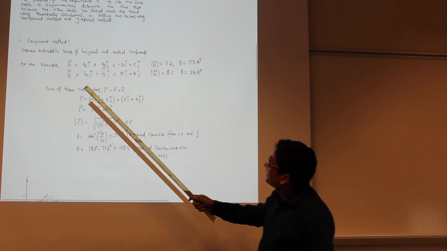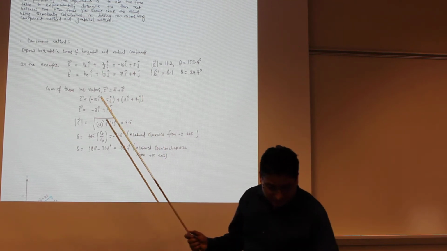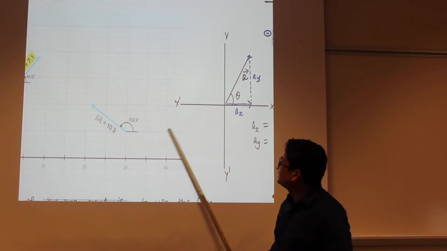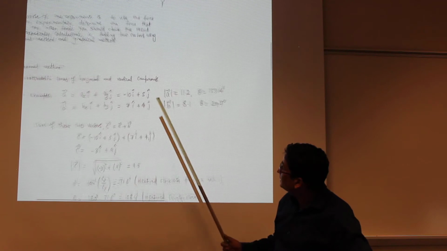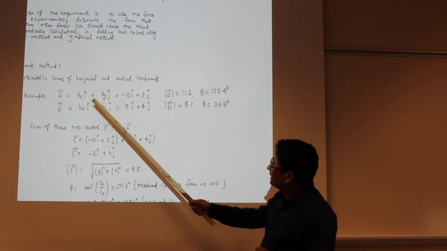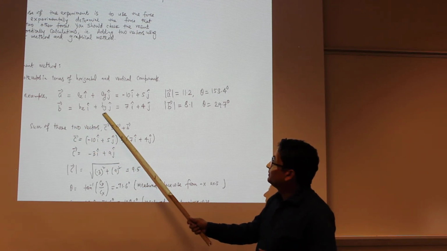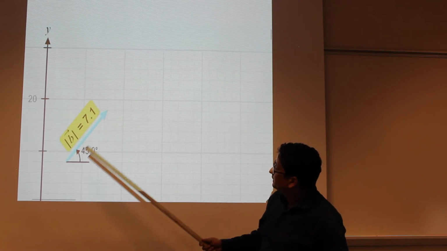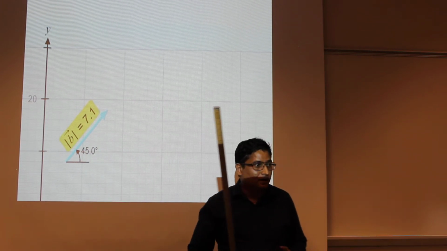In the component method, vector A should be expressed in terms of the x component Ax i plus Ay j. In our example, the magnitude of vector A is 11.2 and the angle is 150.9 measured from the positive x-axis in the counterclockwise direction. When you get the components the way I showed you, you have an x component of negative 10 and a y component of positive 5. Similarly, vector B is Bx i plus By j, with an x component of 7 and a y component of 4. The x component is 7.1 cosine 45, and the y component is 7.1 times sine 45.